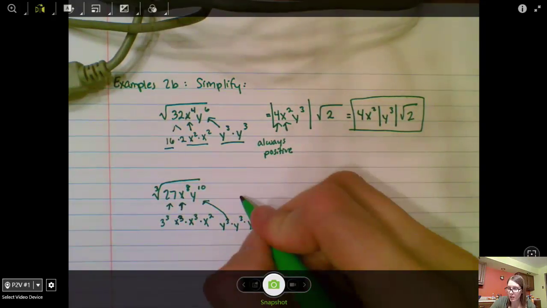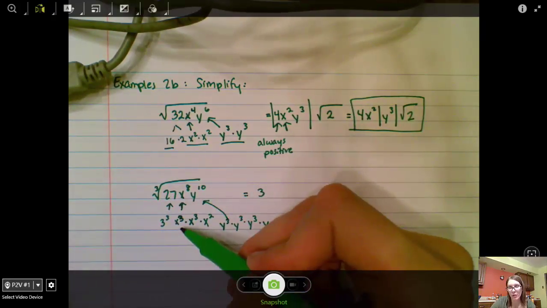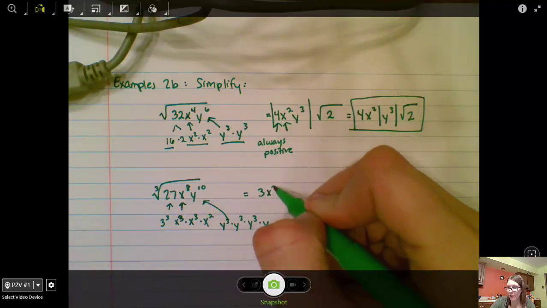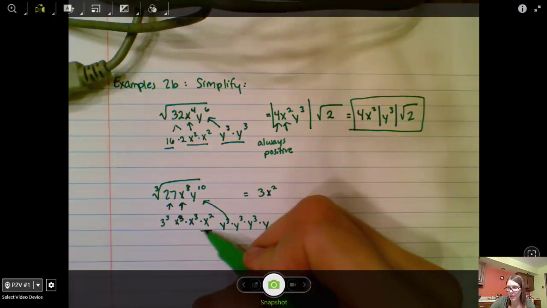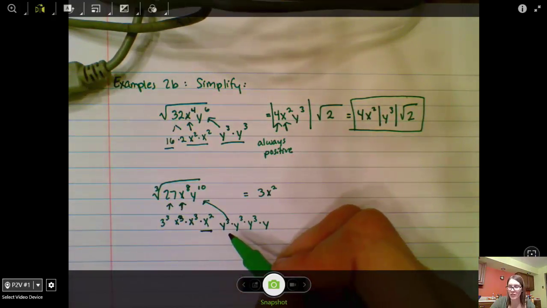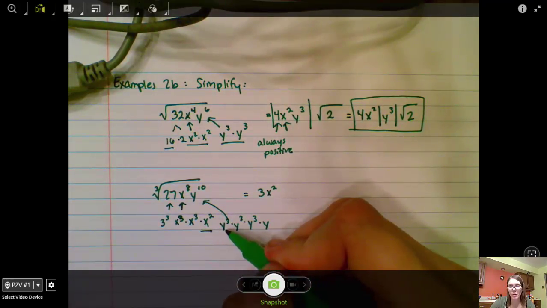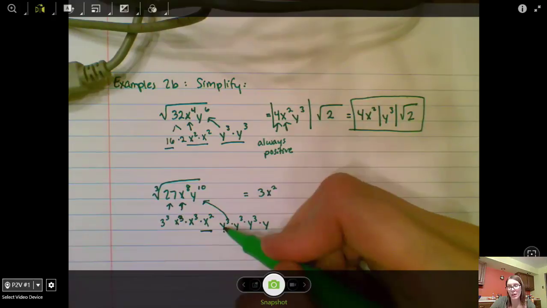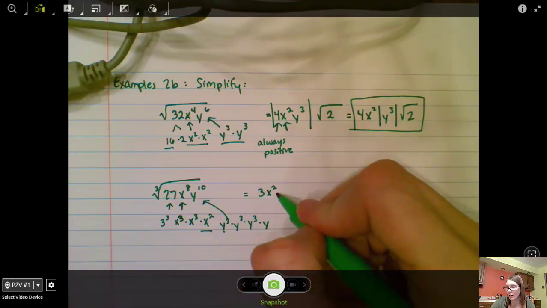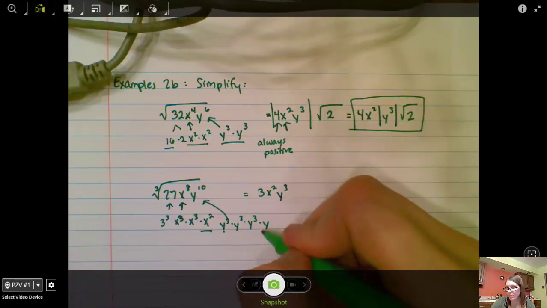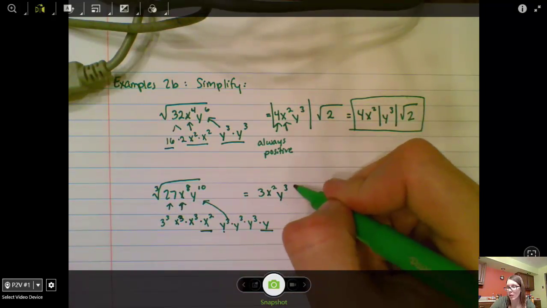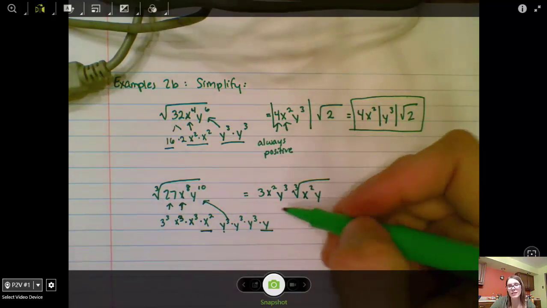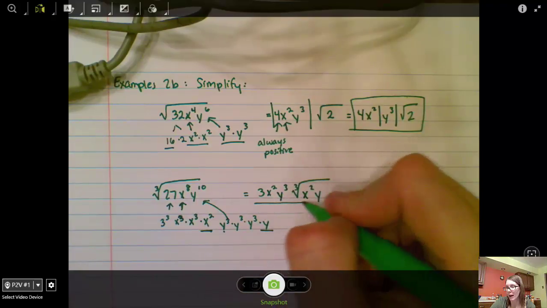So the cube root of 3 cubed is 3. Cube root of x cubed gives me x, another x. I have x squared out here. This x squared I can't cube root, that's going to be under my radical still. But then I can cube root each one of these guys, y cubed and y cubed. Cube root of y cubed is y, another y, another y. That last y is left over underneath my radical. And since it's an odd root, I don't need my absolute value anywhere.